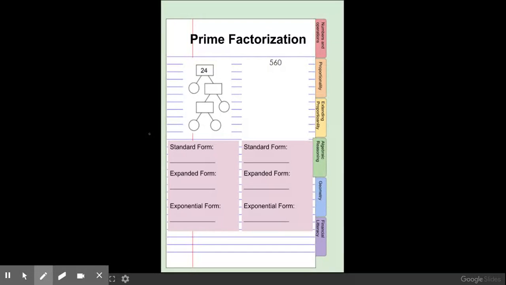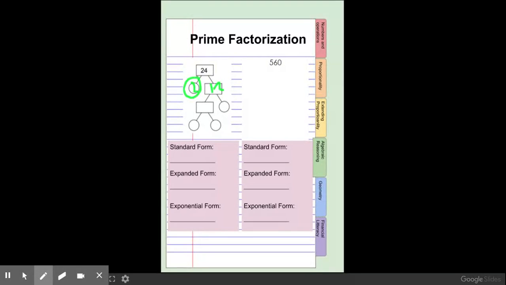So if we take 24, what times what equals 24? Well, when I think of it, I think 2 times 12 is 24. Okay, so 2 times 12 is 24. 2 is a prime number, so that's why I put it in the circled one, because it cannot go any further. 12 is not a prime number, so we have to still keep working with it. Okay, so what times what equals 12?